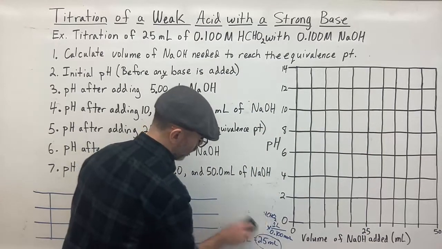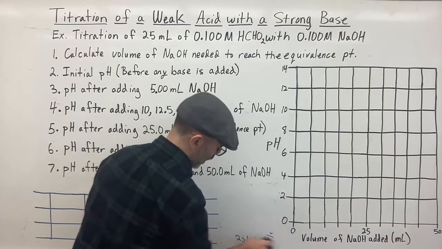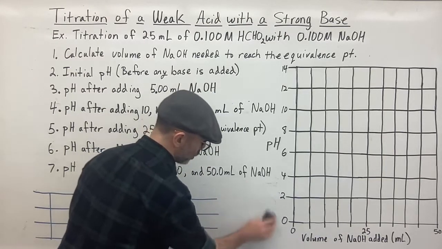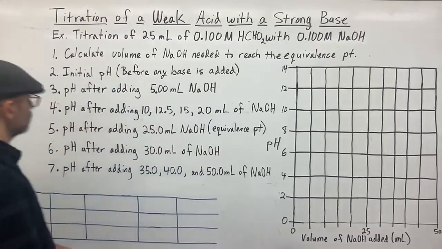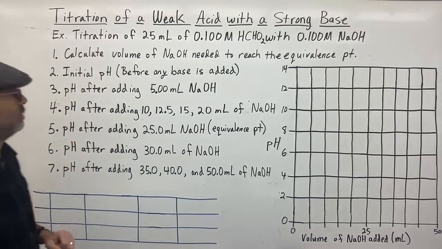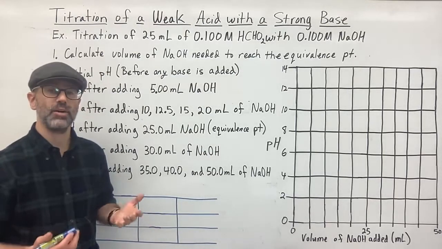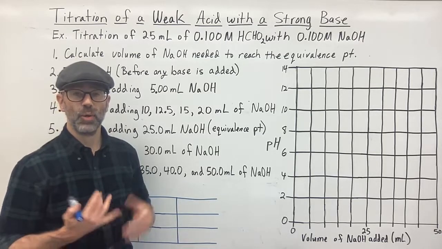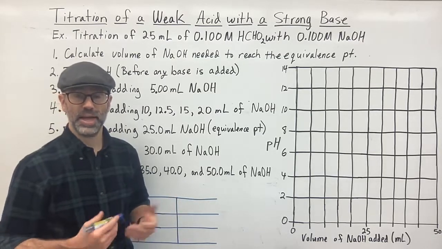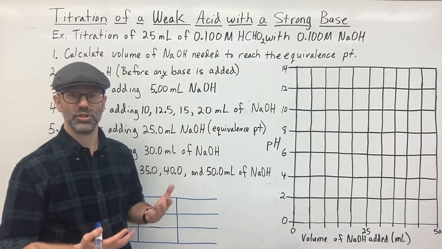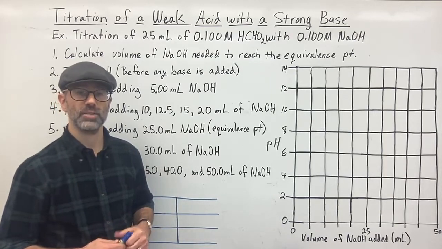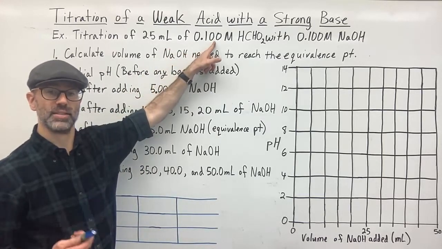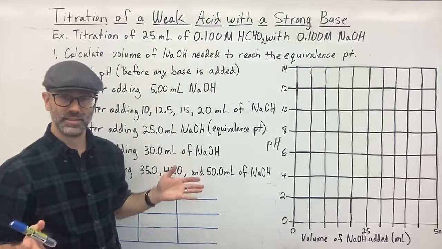So now we can start doing our pH calculations at various points of our titration. So, initial pH before anything is added. How do we calculate the initial pH? Well, in the strong acid problem, the way you calculate the pH from the initial concentration of your acid was from the concentration of the acid itself, because the strong acid ionizes completely in water.